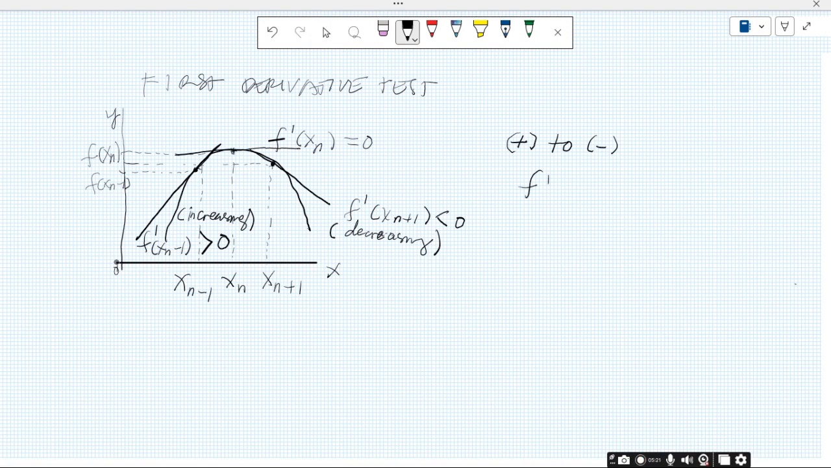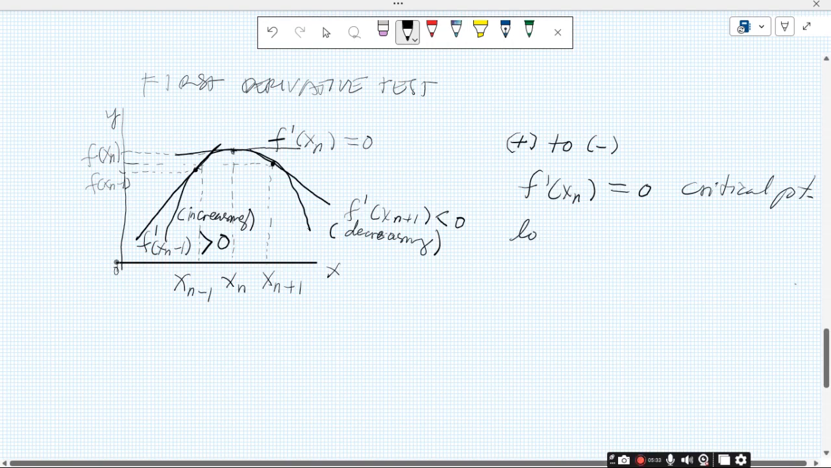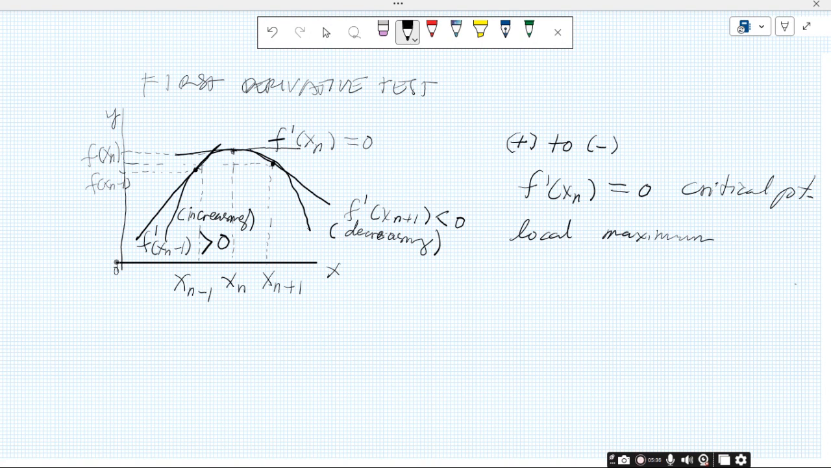So the first derivative at the point of consideration, xn, is 0. Hence, that is a critical point. Corresponding to the critical point, we have a local maximum. So that's the first condition.